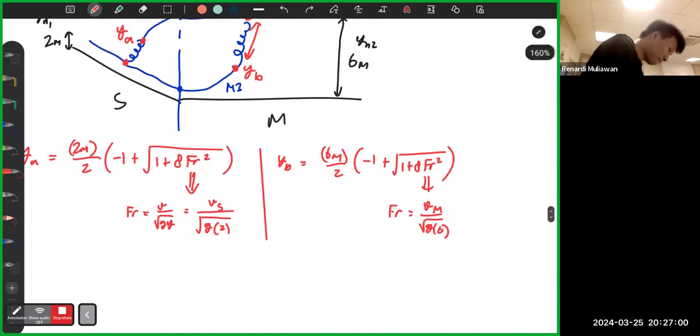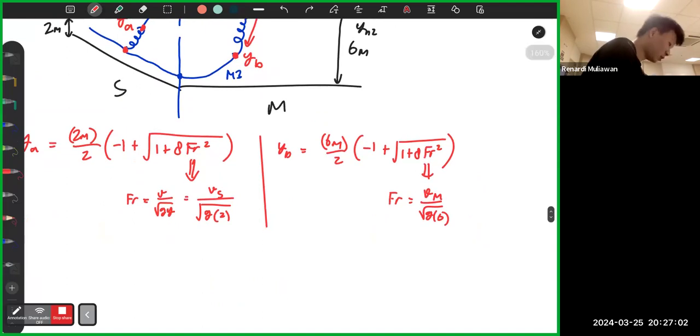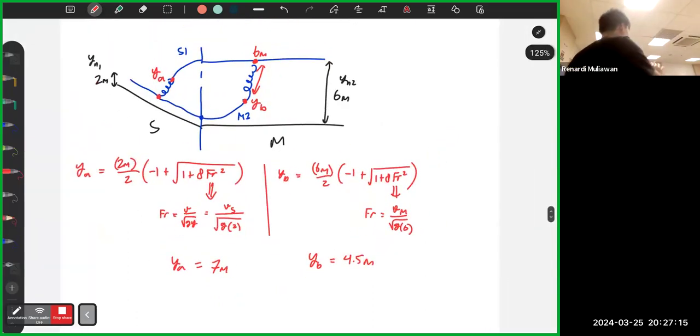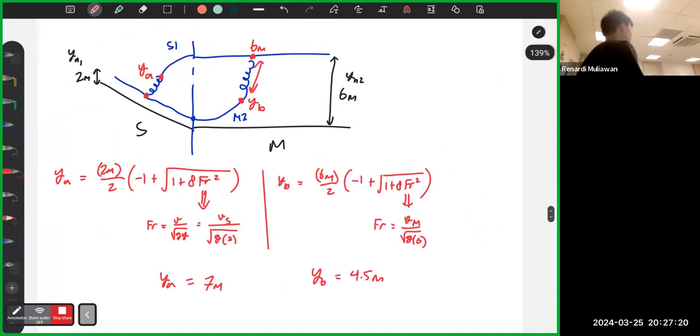Okay, now let's say after you calculate this, you get YA equals, for example, 7 meters, and YB equals, for example, 4.5 meters. For this one I don't use the calculations first. So if you notice, one case is impossible. It's always like this. When you solve this, one of them should be impossible based on the drawing. So if you notice, this one is 2 meters, this one is 6 meters.